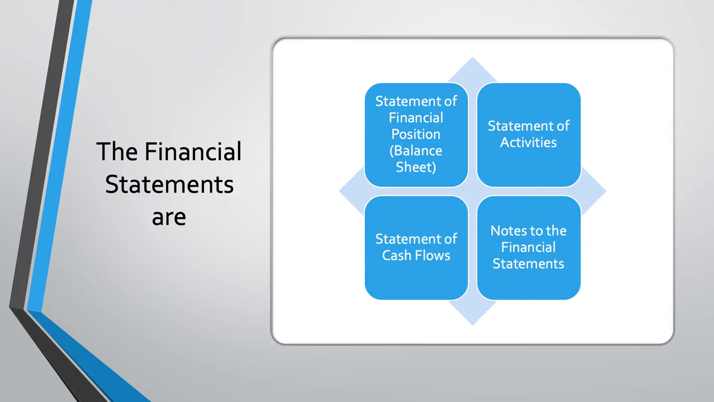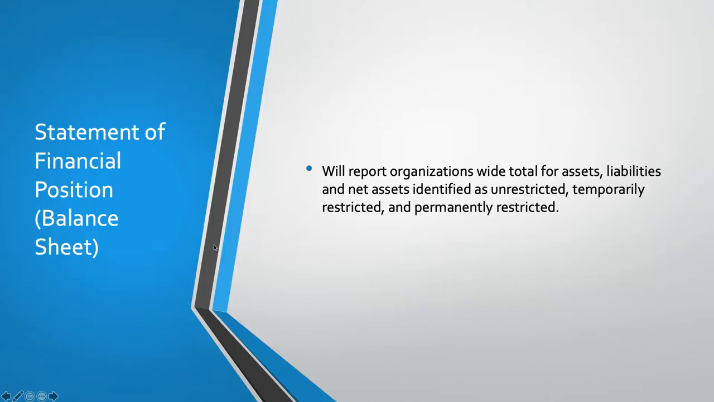statements. So what are the features in the financial statements, which is the statement of financial position? It will report the organization-wide totals for assets, liabilities, and net assets, identified again, as emphasized earlier, as unrestricted, temporarily restricted, and permanently restricted. Okay?